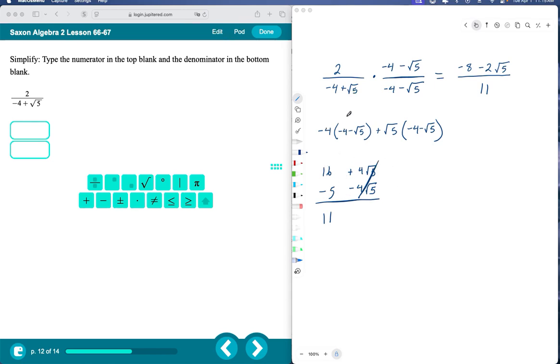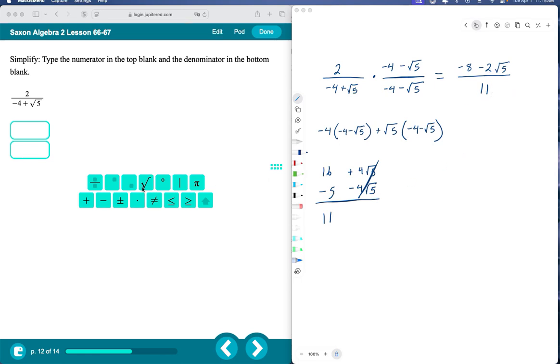I said -4 times -4 is a +16. -4 times a negative square root of 5 is positive because a negative times a negative is positive, right? So then when I did the other one, I got a -4 times square root of 5. And negative square root of 5, oh, I'm sorry, I'm here. Positive square root of 5 times negative square root of 5, that's going to be 5, but a positive times a negative is a negative, so that gives me -5. 16 minus 5 is 11.